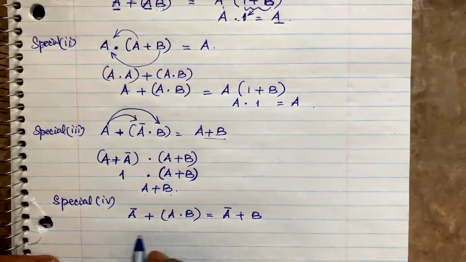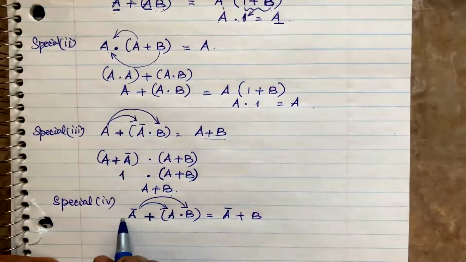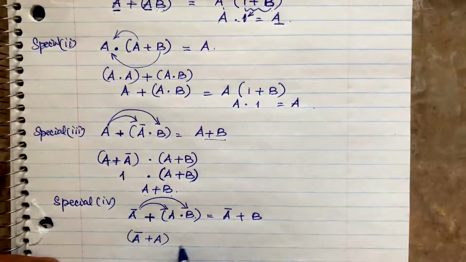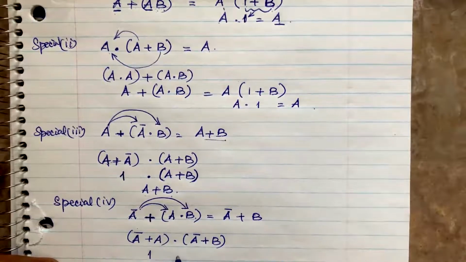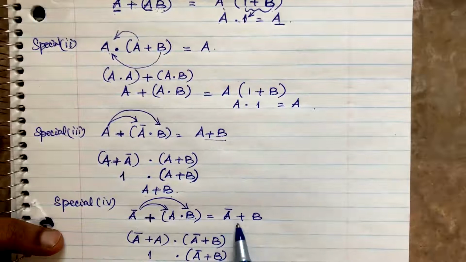Okay. So let's expand it, distributing this addition over multiplication, and see what happens. Here, (A bar plus A) dot (A bar plus B). Same idea. A bar plus A is 1, dot (A bar plus B). So 1 dot anything is the same. So A bar plus B is going to be the answer. So this is the left hand side, this is the right hand side.